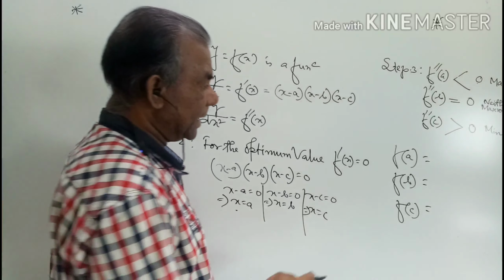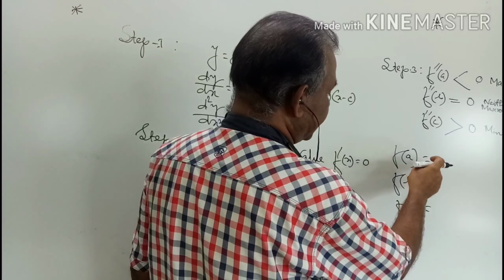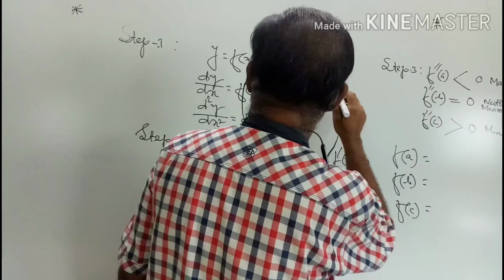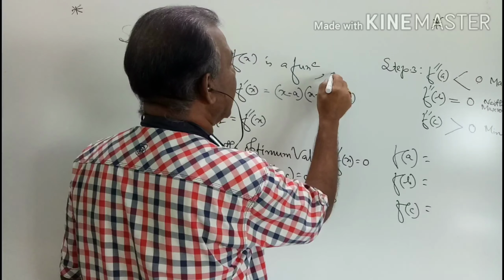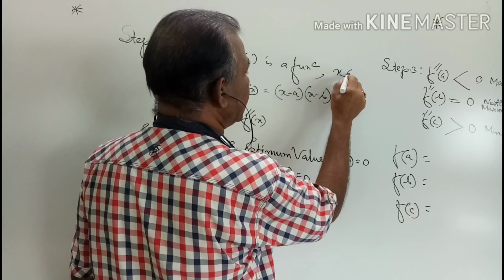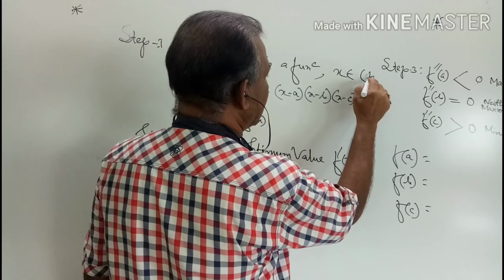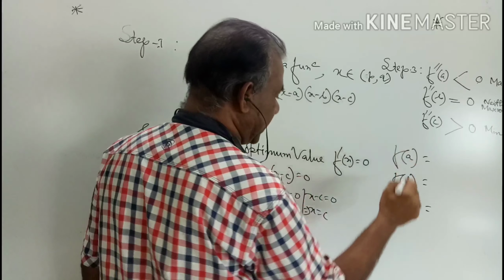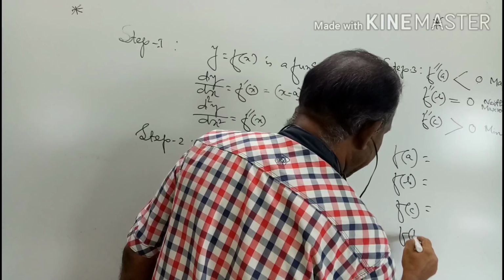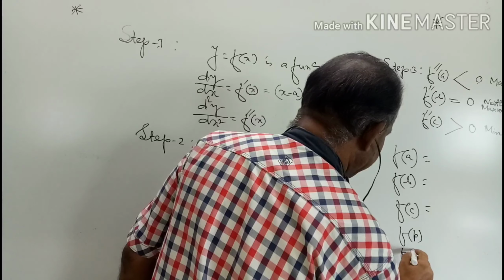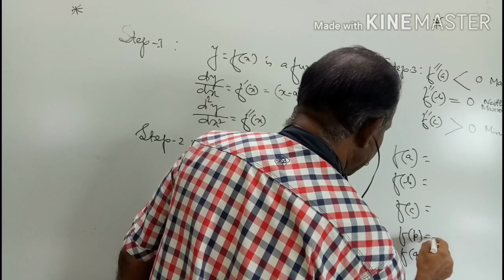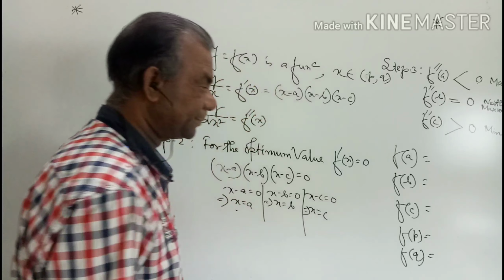So, in that case, what will happen? If it is given that x belongs to [p, q], then here also you have to find f(p) and f(q). This also you have to find out.